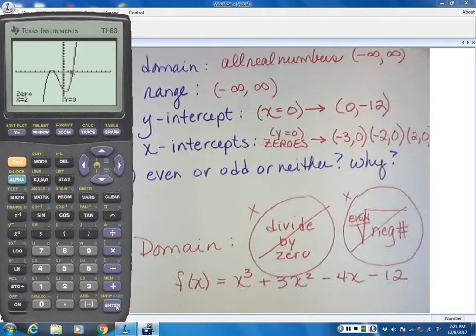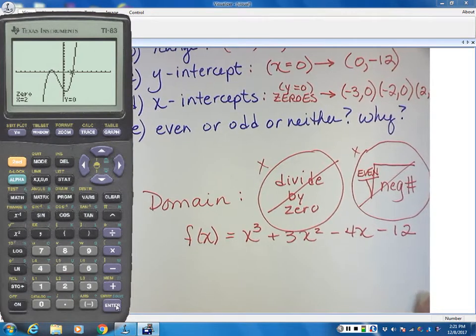And then the last thing that it asks you is whether the function is even, odd, or neither. And this is something you're going to have to know. You're going to have to get it straight in your head and probably memorize it, because this is not a formula that's on the test.